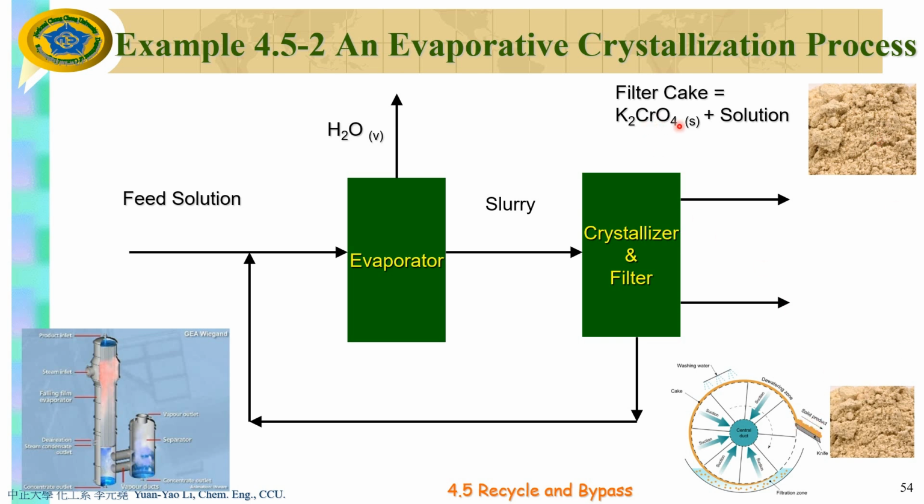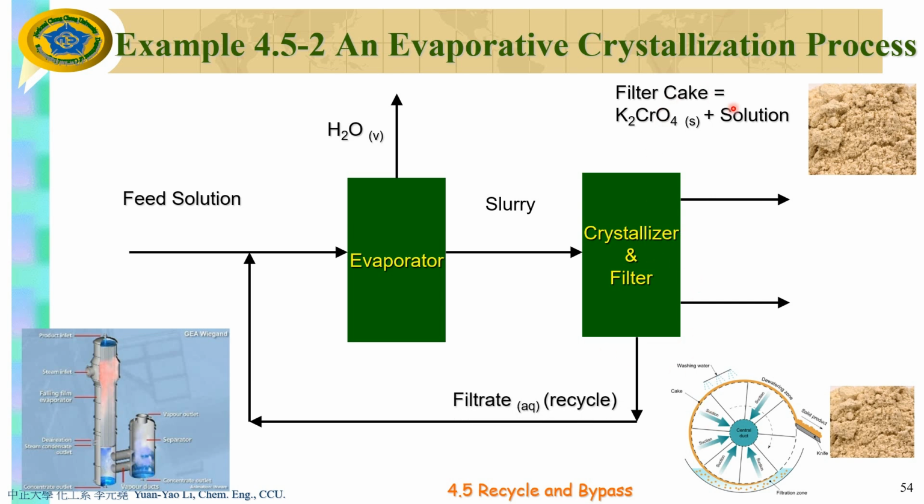So potassium chromate plus solution. You have solution here, which is what? Potassium chromate solute in the water. Right? Because if you reduce the water in the solution, the potassium chromate will become solid. So it was liquid here and it becomes solid in the end.